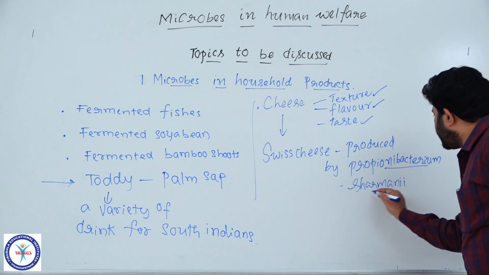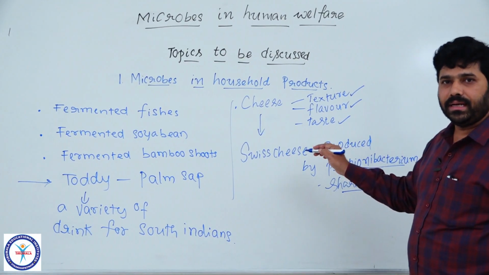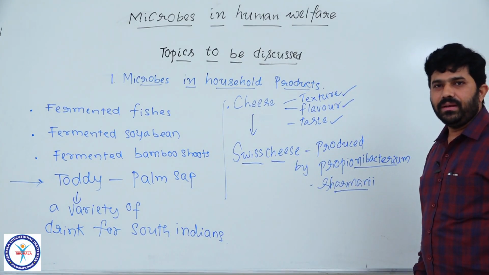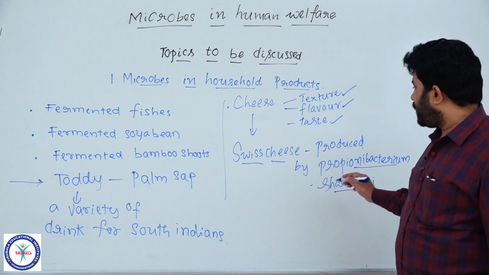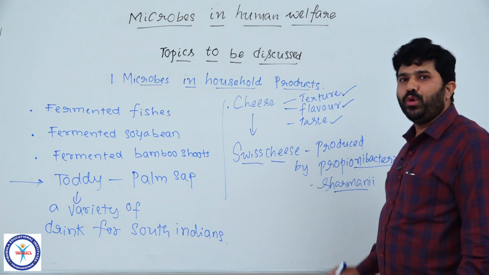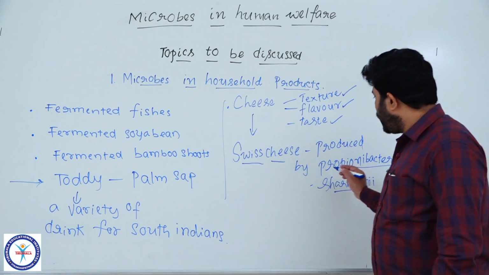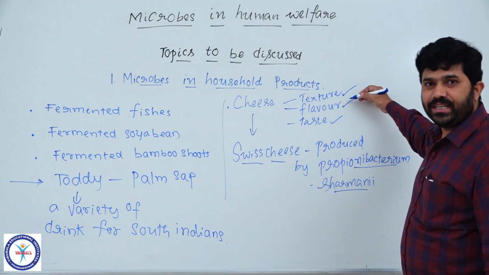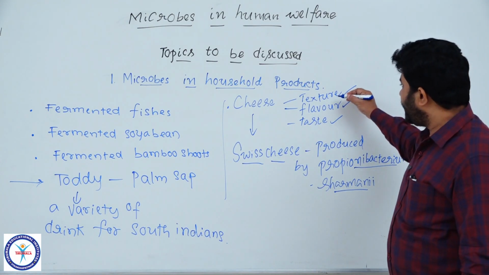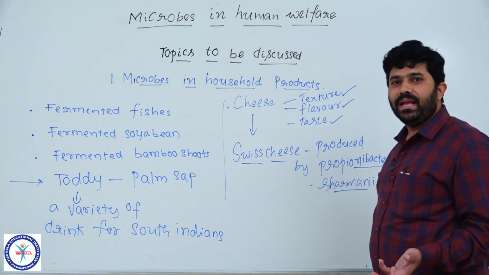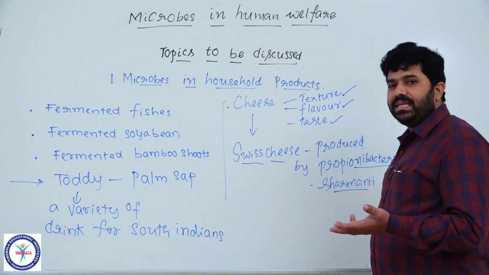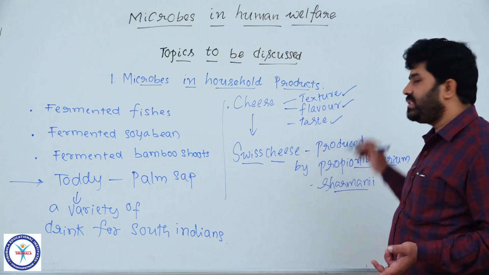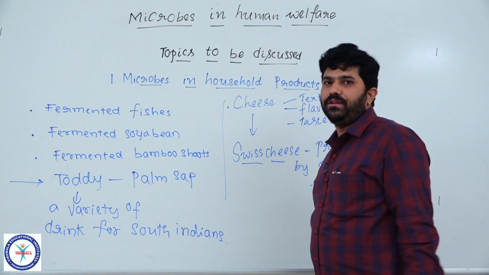Propionibacterium shermanii is a bacterium which is very important and very much used in the preparation of Swiss cheese. Right, children? This Propionibacterium shermanii adds all these different kinds of interests to cheese, like texture, flavor, taste, all maintained by releasing some different chemicals into the cheese preparation. Then it gives all these different qualities.